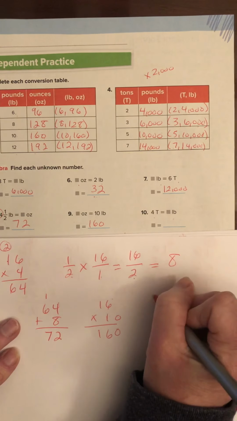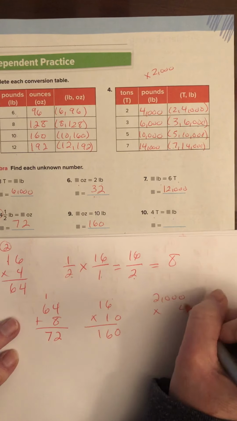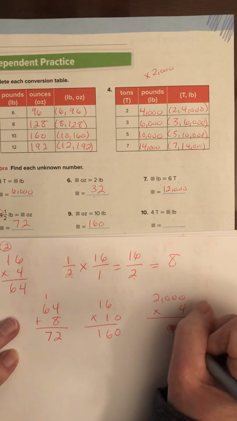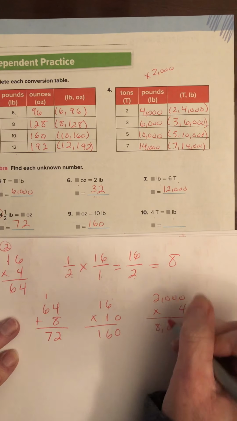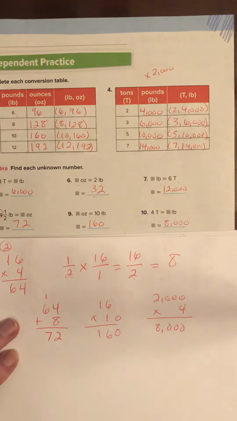There are 2,000 pounds in a ton, so 2,000 times 4 tons: 0, 0, 0. 4 times 2 is 8. So the correct answer for number 10 is 8,000.